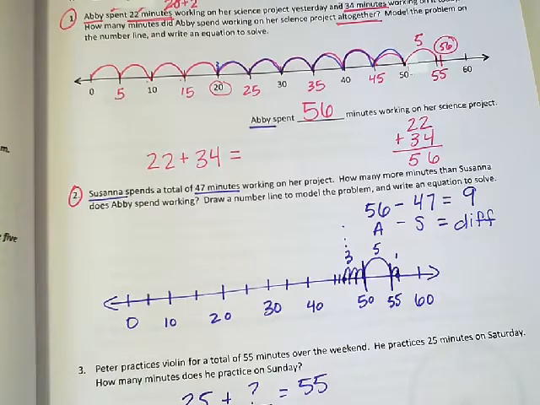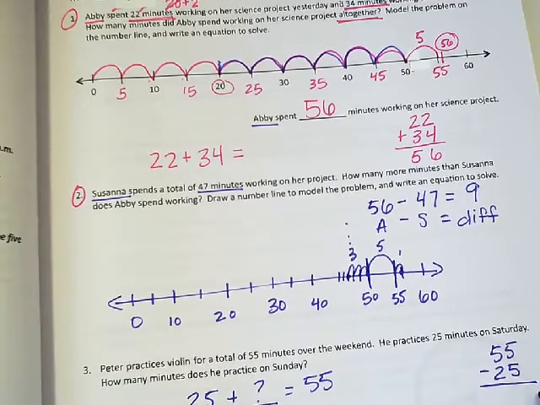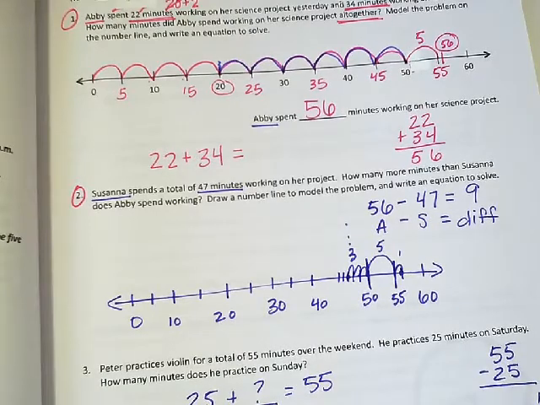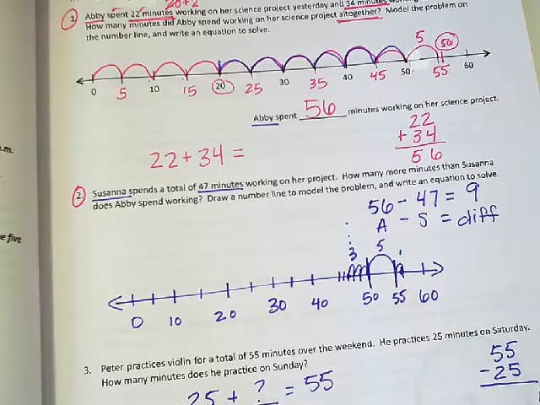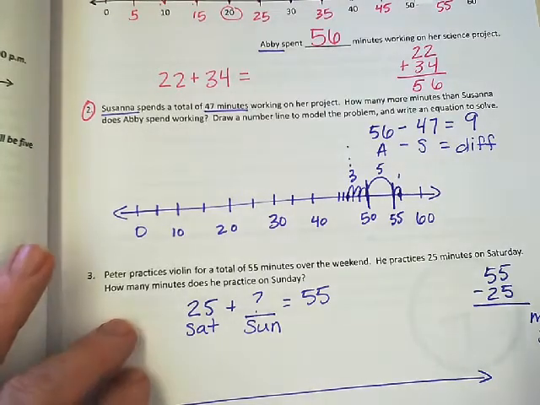This is Sunday. This is what you have to find out. You can use the opposite of addition and use subtraction to find this out and say 55 minus 25. And that would give you your minutes for Sunday. Or you could use a number line. Go ahead and give it a try. See what you come up with. Pause your video if you need.